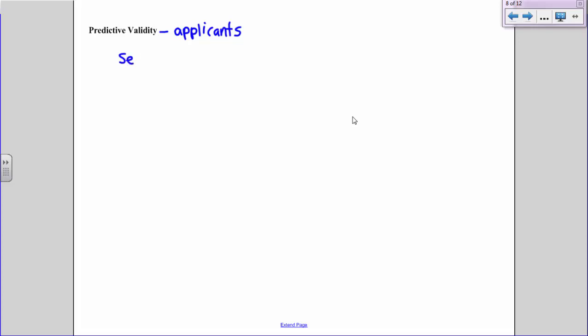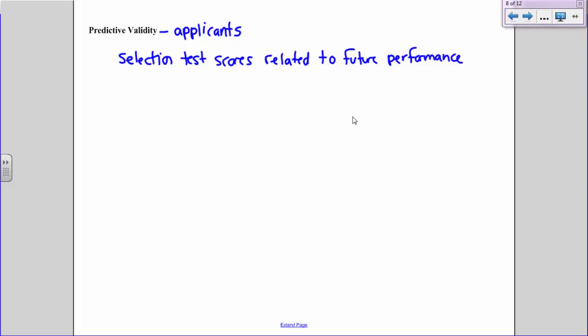So are selection test scores correlated or related to future performance? Because you're using applicants, right? So you don't know what their performance on the job looks like. So what you do is you introduce this selection test that you're trying out into the selection procedures that you use with all the applicants. But then you do not use that selection test to hire the people in that pool while you're still testing it. So selection test scores related to future performance.